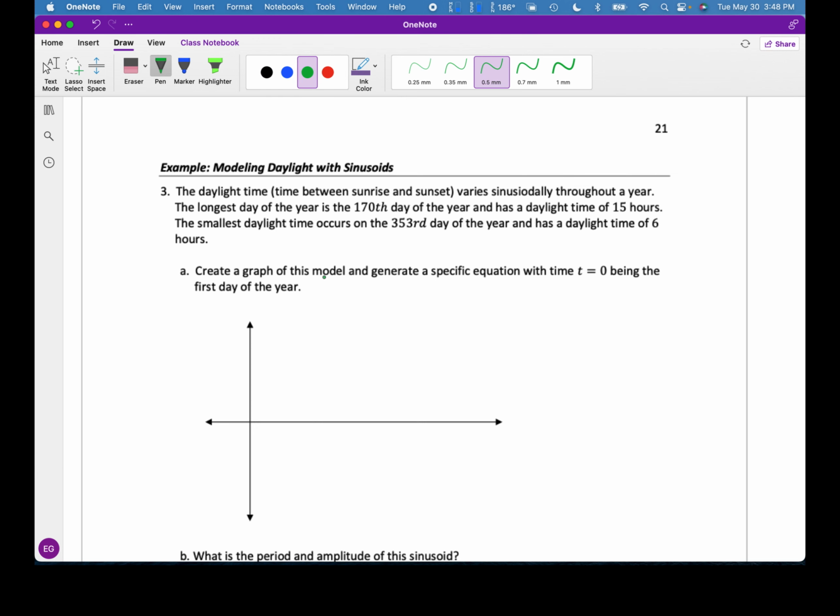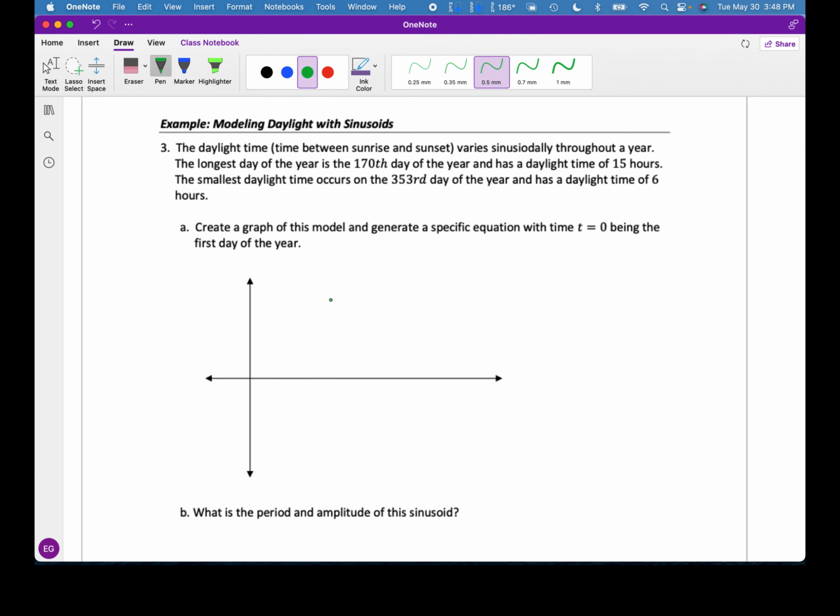Applications, everyone's fave. So here they gave us a random graph. They gave us some information about these. These are basically points. 170th day of the year has a daylight time of 15 hours. So I'm just going to guesstimate where that is on this little graph and just put a point there. On the 353rd day, we're down here at 6 hours. Okay, so that's going to give us that.